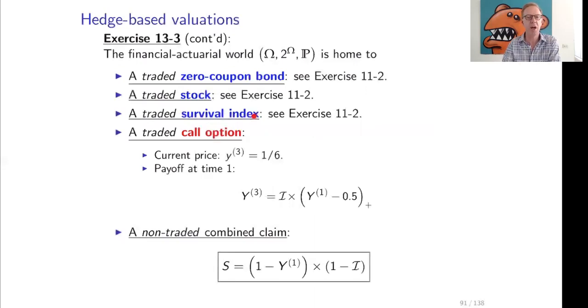But now we assume that apart from the zero coupon bonds, the stock and the survival index, there is also a call option traded. This call option has current price 1/6, and its payoff at time 1 is equal to (I times Y1 minus 0.5)+. So what does that mean? The payoff depends on survival in the population and also on the financial market evolution. There is again the non-traded combined claim, and we now have to value this non-traded combined claim.